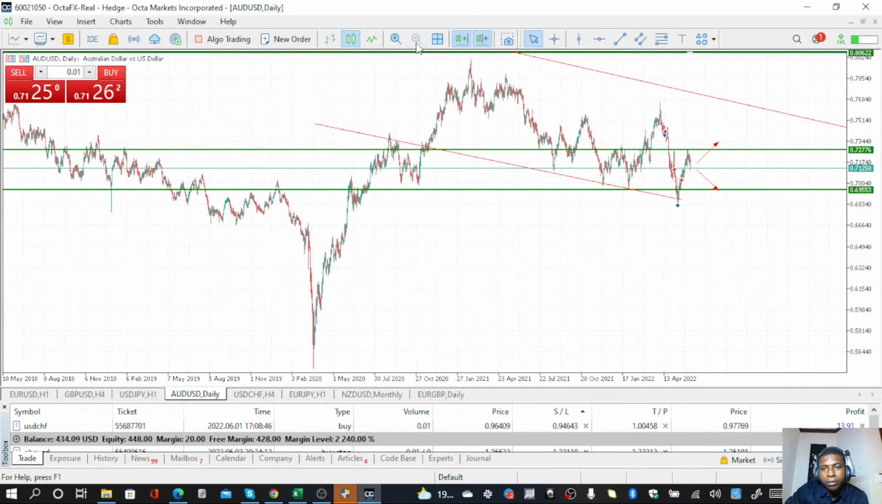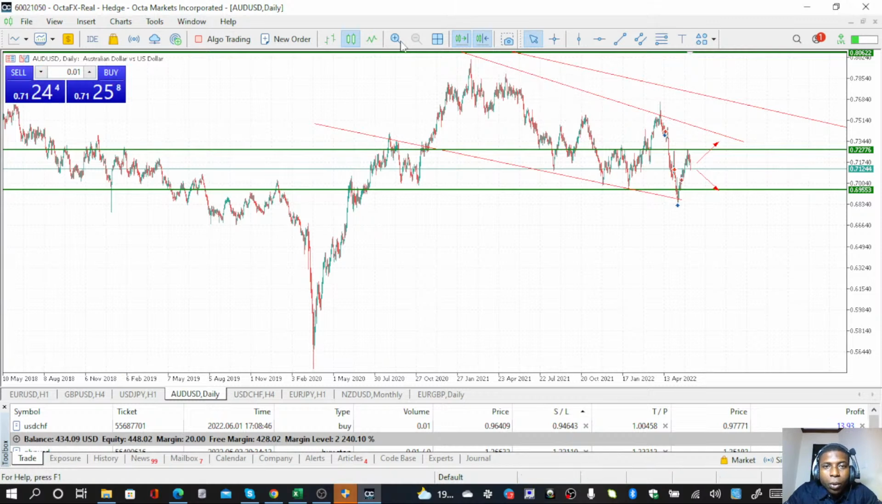We can see that it's still the same downtrend, right? It's still the same downtrend on the weekly time frame that is on the daily. All right, good.